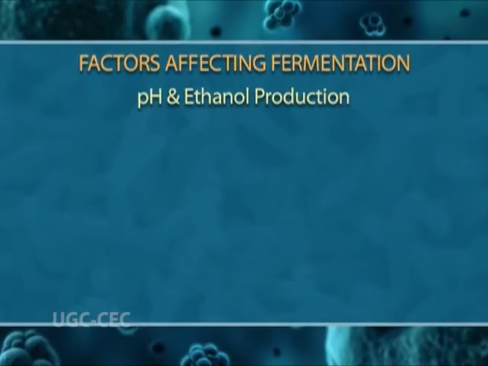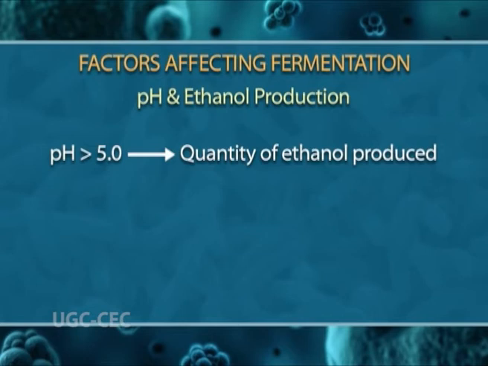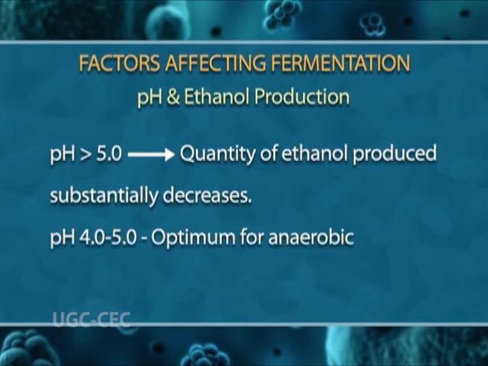pH is also a key factor for fermentation. Sometimes a characteristic product is formed only at a particular pH. For example, during ethanol production, when the pH value is above 5.0, the quantity of ethanol produced substantially decreases. Therefore, a pH range of 4.0 to 5.0 may be regarded as optimum for the anaerobic ethanol production process. pH plays an important role in determining the fermentation pathway used in anaerobic ethanol production processes.